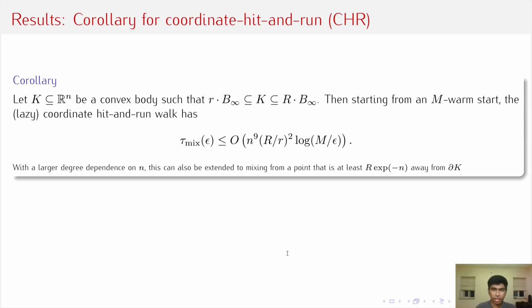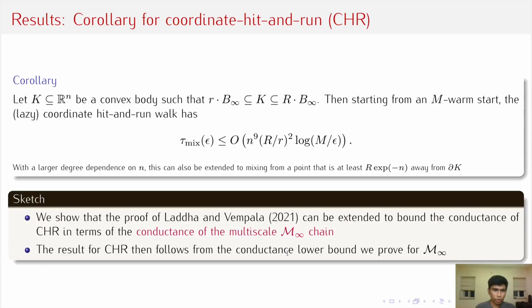And as I mentioned earlier, you can massage this result a bit and show that you also get mixing from a point as long as this point is slightly far from the boundary. So the proof sketch roughly follows that of Ladha and Vempala from 2021, and we show that if you can bound the conductance of the multiscale M infinity chain, then with a suitable modification of their proof, you can bound the conductance of coordinate hit and run as well. And then we bound the conductance of the M infinity chain.